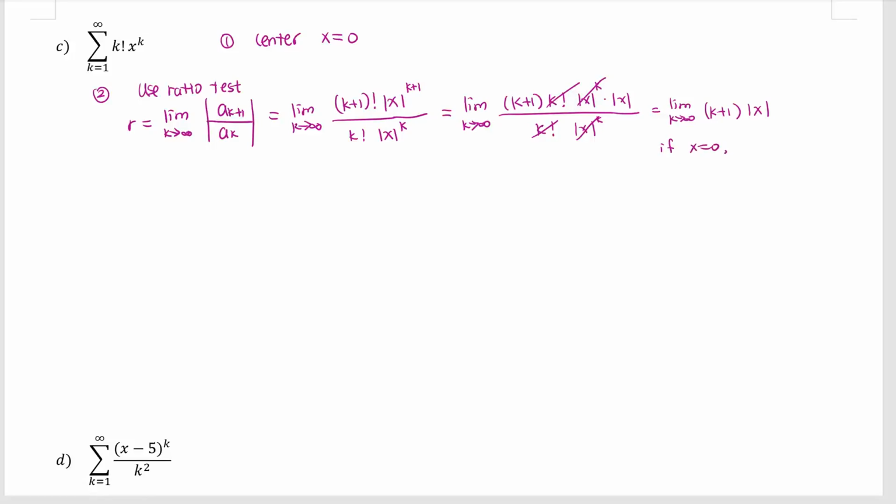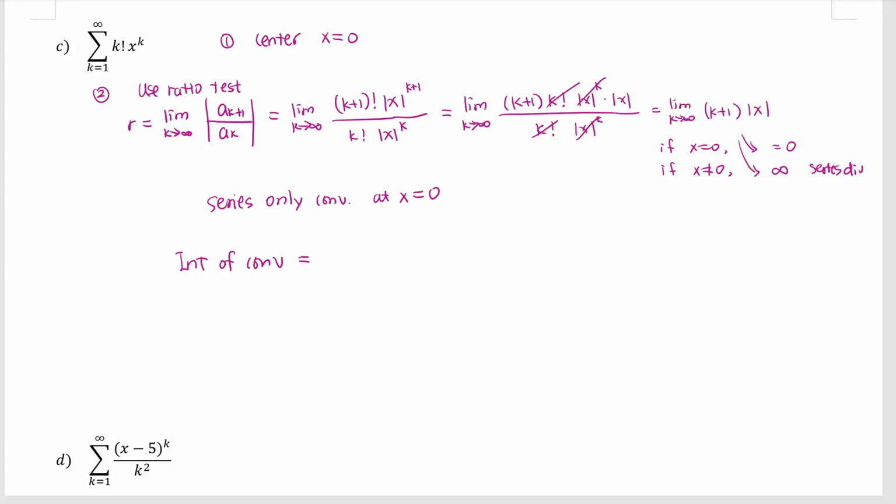If x is 0, this limit is 0. But if x is not 0, what happened? Well, this limit, see, if x is not 0, k goes to infinity. It goes to infinity. So that means the series diverges if x is not equal to 0. So that's why the series only converges at x equals 0. So our interval of convergence is a single point. So it's not an interval, it's a single point.